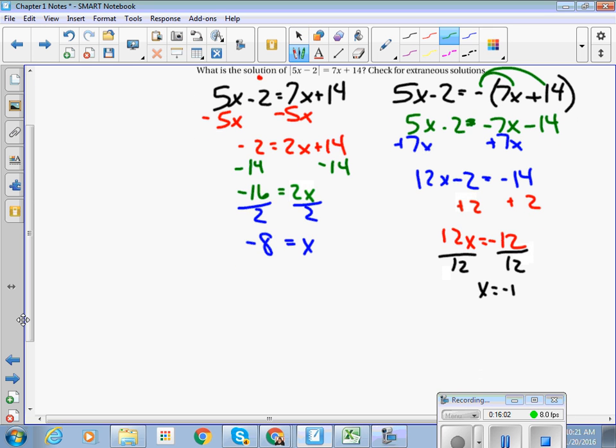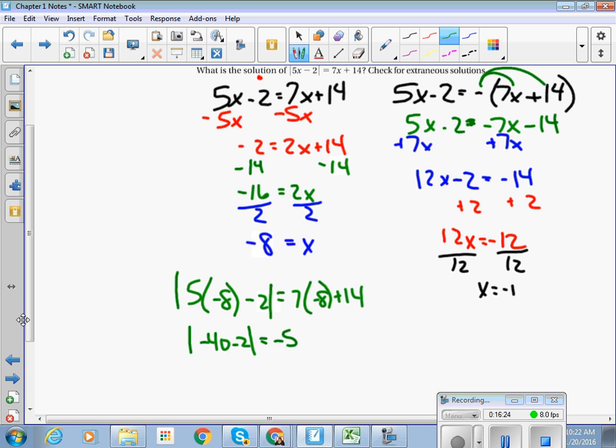We have absolute value of 5 times negative 8 minus 2 equals 7 times negative 8 plus 14. What is 5 times negative 8? Negative 40 minus 2. 7 times negative 8? Negative 56 plus 14. Negative 40 minus 2 is negative 42. Negative 56 plus 14 is negative 42. Is the absolute value of negative 42 equal to negative 42?